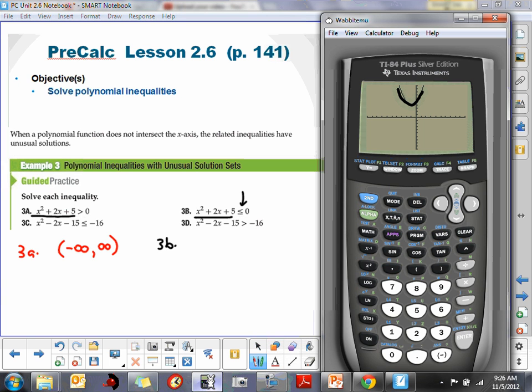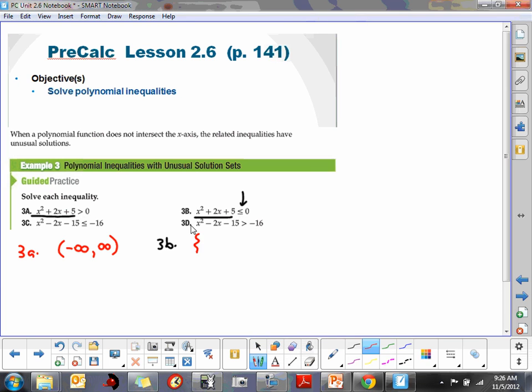So there are several ways to represent this. One way that we looked at earlier this year in Chapter 0 is the empty set. Another way is to represent a null set. So one or the other, it doesn't matter which one you choose. Both represent the same concept. Okay, so now we'll look at 3c and 3d.